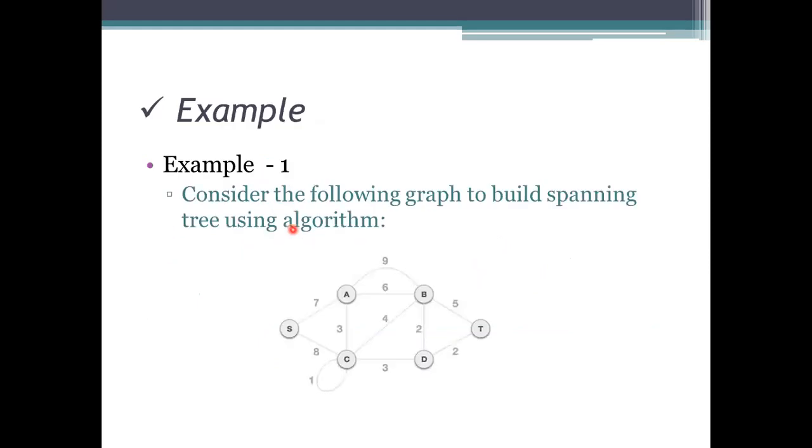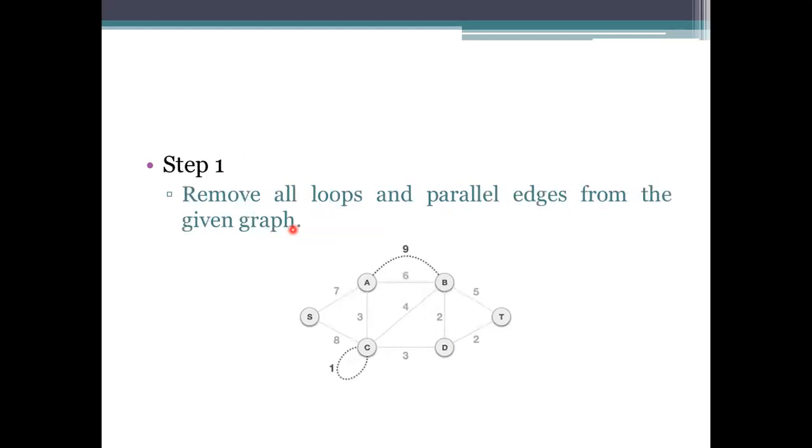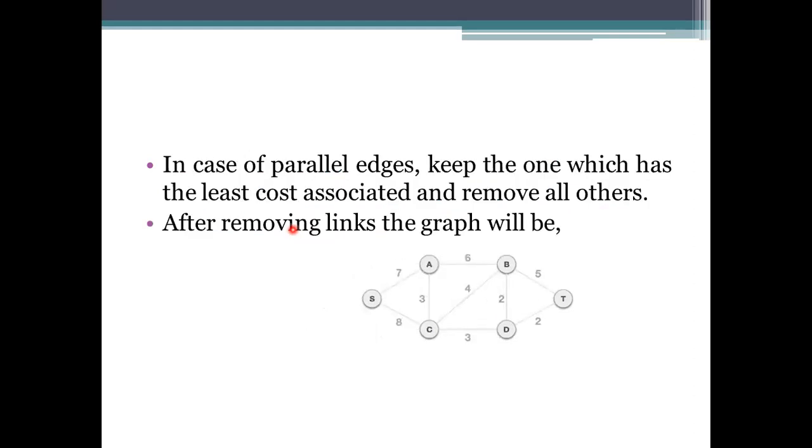Coming to the example, in the previous session also we used this example. At last we are having the same spanning tree. When you compare the previous and today's example, the spanning tree will be the same, because it is a minimum cost spanning tree, and how we are approaching it will be in a different way. So here first we are taking a graph, and then we are removing the parallel links and any loops. Parallel links and loops are removed, and this is the final graph we are having.